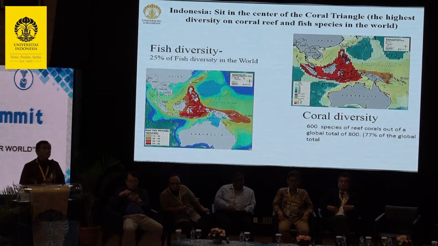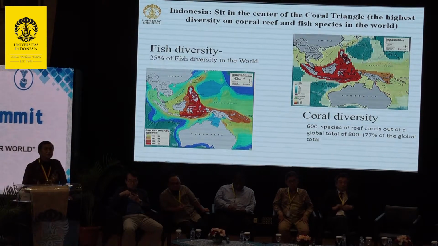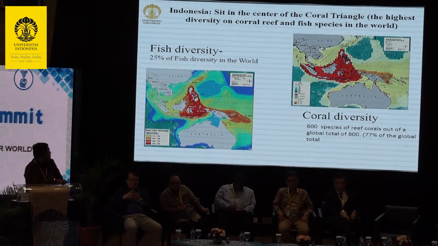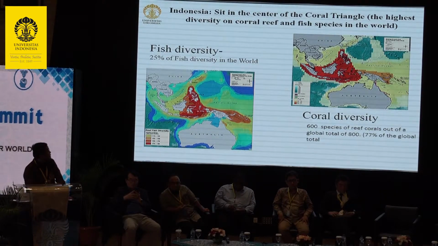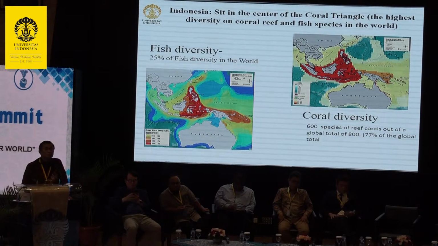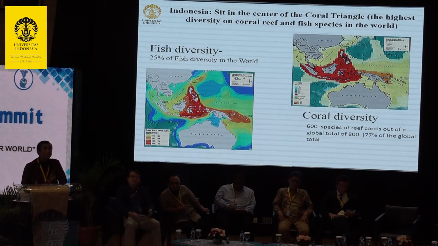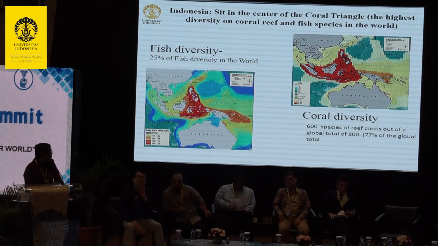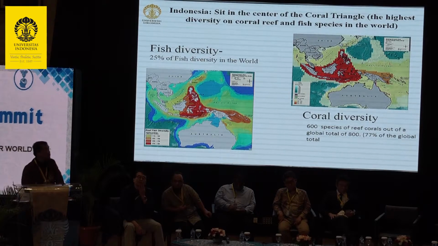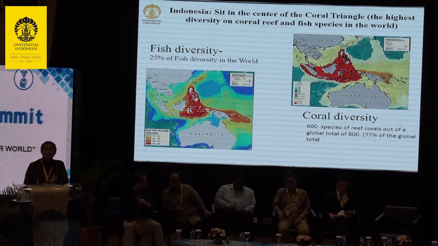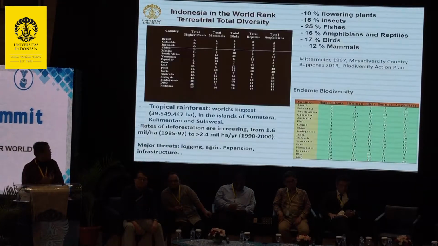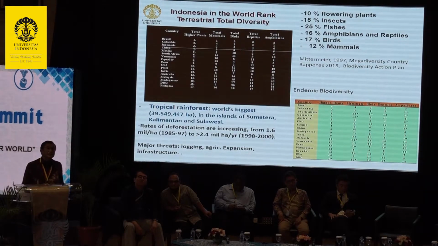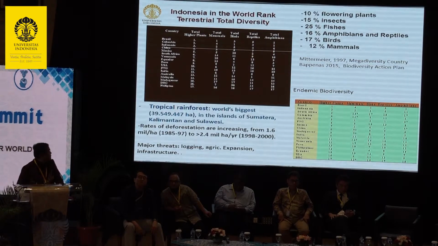At the same time, Indonesia has the coral reef, one of the richest coral reefs. The red one is Indonesia, the center of coral reef distribution. 600 out of 800 coral species in the world are in Indonesia. Plus, we have 25% of the fish in the world. So if you look at this, Indonesia is top-ranked in biodiversity.